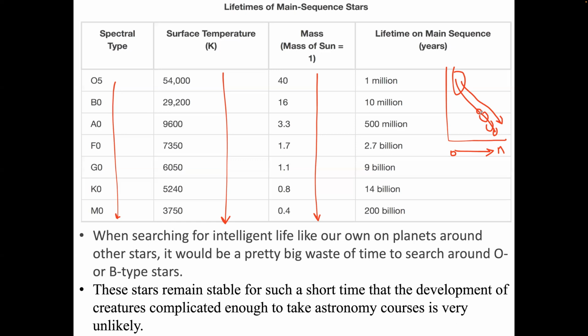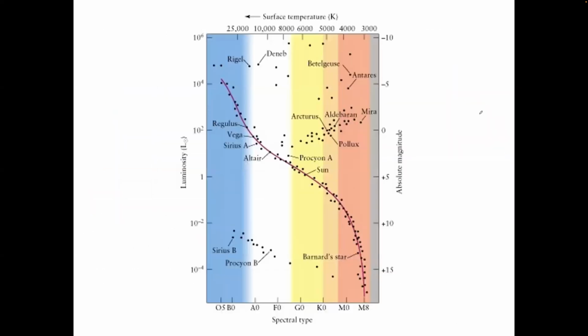Right? So it's very improbable that these O and B type stars can do that, because they will only spend a very little time on the main sequence. That means burning hydrogen into helium. So they will quickly finish up their fuel and will move on to the next stage, right? So that is something extra.